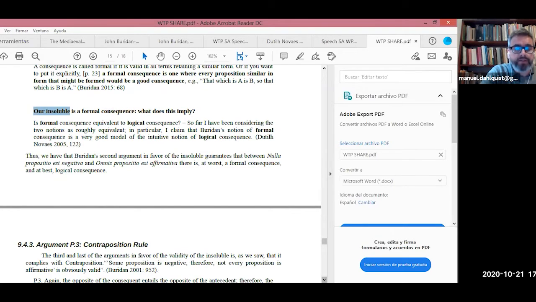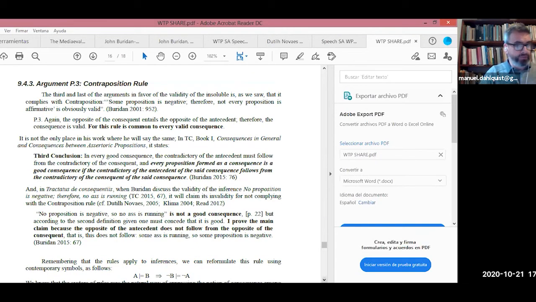The last argument is the argument of the contraposition rule. Buridan says, some proposition is negative, therefore not every proposition is affirmative, is obviously valid. The reason is that the opposite of the consequent is entirely opposite of the antecedent. Therefore, the consequence is valid. For this rule is common to every valid consequence: every proposition formed as a consequence is a good consequence if the contradictory of the antecedent follows from the contradictory of the consequent.